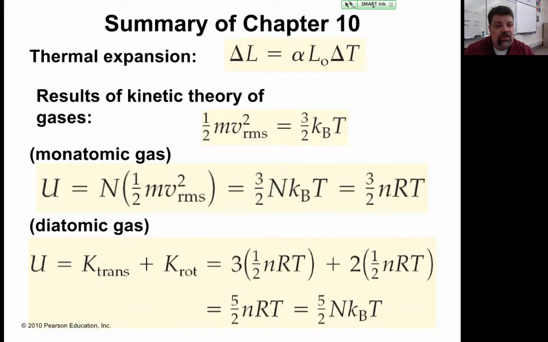More kinetic energy due to heat transfer is going to cause something to expand. So to find the linear expansion or change in length, we take the coefficient of linear expansion multiplied by the original length times delta T, which should be converted to Kelvin. The results of the kinetic theory of gases means that there's a relationship between the kinetic energy and the temperature, as stated there. For monatomic gases, we could calculate the internal energy by using any one of these three equations. For a diatomic gas, we need to consider the translational kinetic energy in addition to the rotational kinetic energy, and so then we could use this formula or this formula or this formula. And that's it.